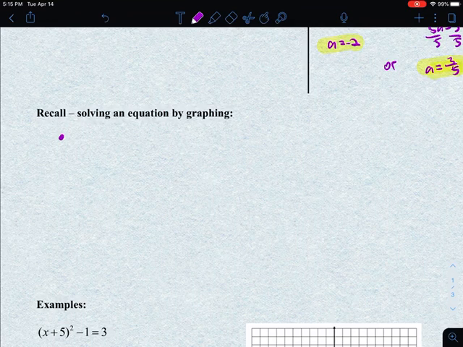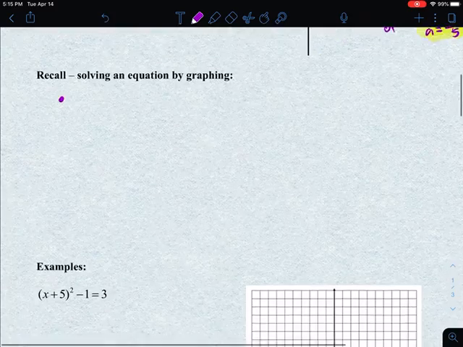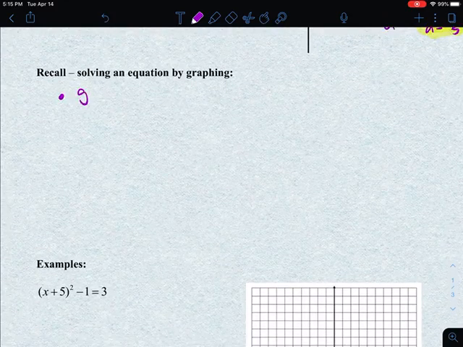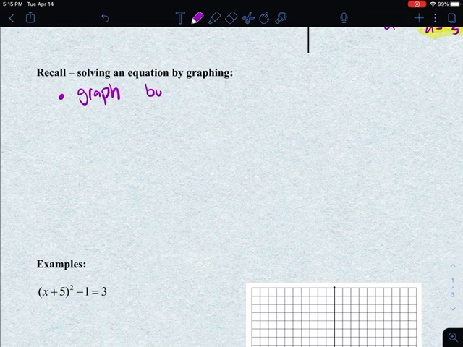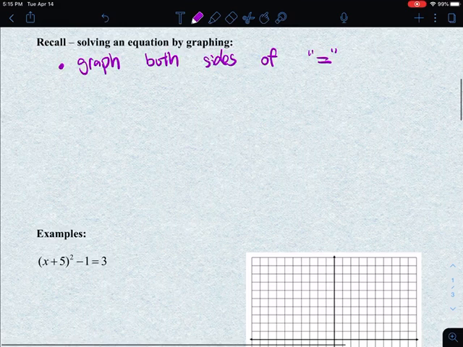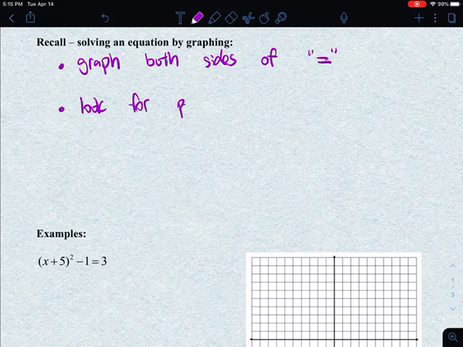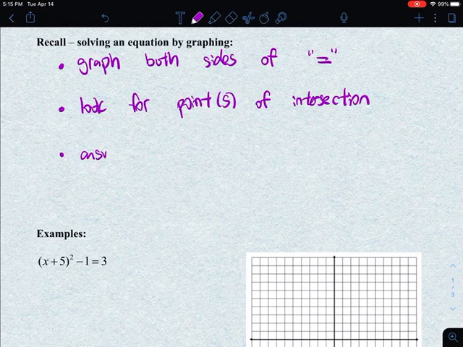Okay, so recall when we did this back in the first unit of second semester, we did absolute value equations. So we have a couple steps. First step was, if we're given an equation, we want to graph both sides of the equal sign. And then what do you want to look for once you graph it? Well, we want to look for the point or points of intersection.